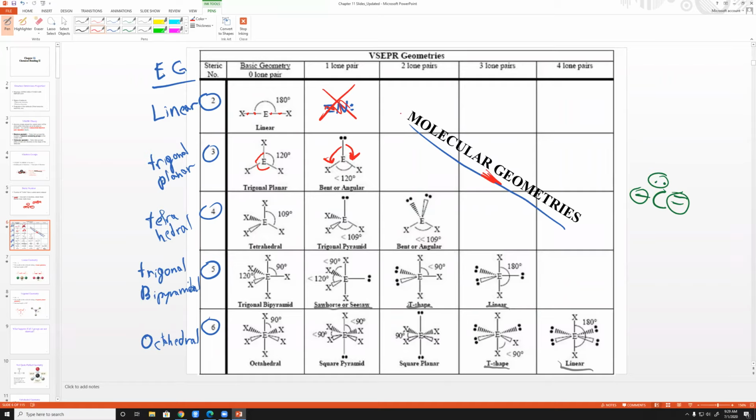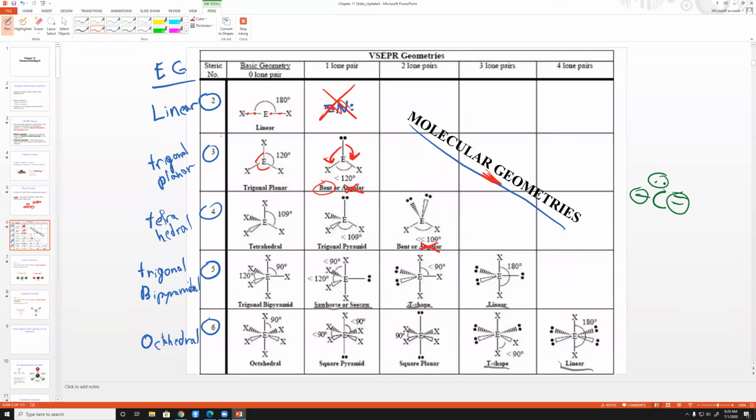What we're going to call this shape is bent. Angular, nobody calls it angular, so I'm going to erase that term. We call it bent, because of the pairs. We're also going to see bent again in water. This is what water would look like, but we'll get there.